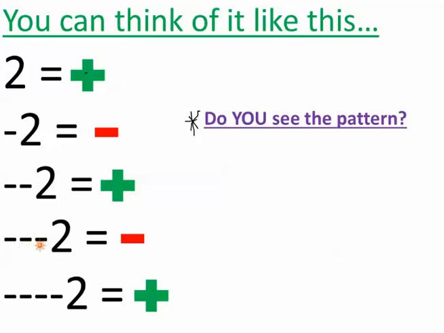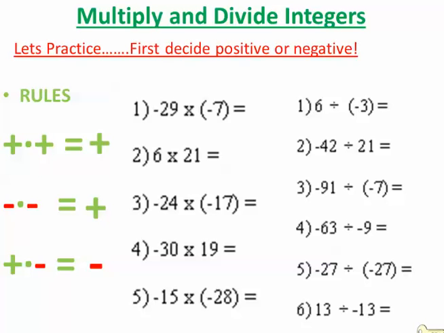But look here, if I have 3 negatives, then it's like 2 of them cancel each other out, but this guy is left over. If I have 4 negatives, again, every 2 are going to cancel each other out, and this becomes positive. That's really a positive 2. So getting used to this idea of positive, negative is really, really important.